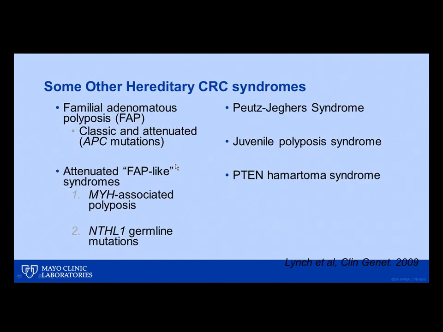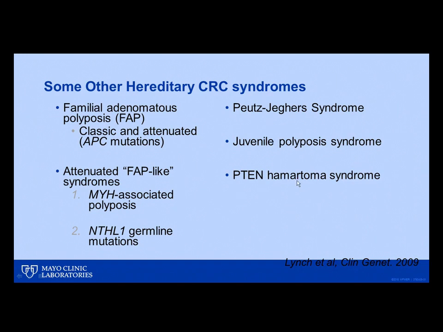And so some other hereditary colorectal cancer syndromes to consider are familial adenomatous polyposis. There's classic and attenuated variants. There are two syndromes that can mimic, in quotes, FAP: MYH-associated polyposis, and NTHL1 germline mutations. There's also Peutz-Jeghers syndrome, juvenile polyposis syndrome, and PTEN hamartoma syndrome.